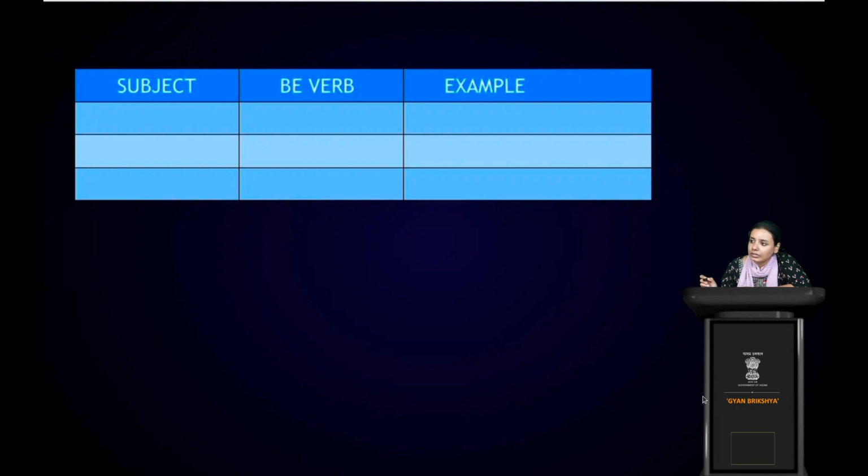Okay, now here what is written? Subject I. The be verb is I am. And then example, I am writing. Then he, she, it. With these, let's see what we include: is. So we can use am with I, we all know, and then with he, she, it, we have to use is. Then he, she, it is writing.